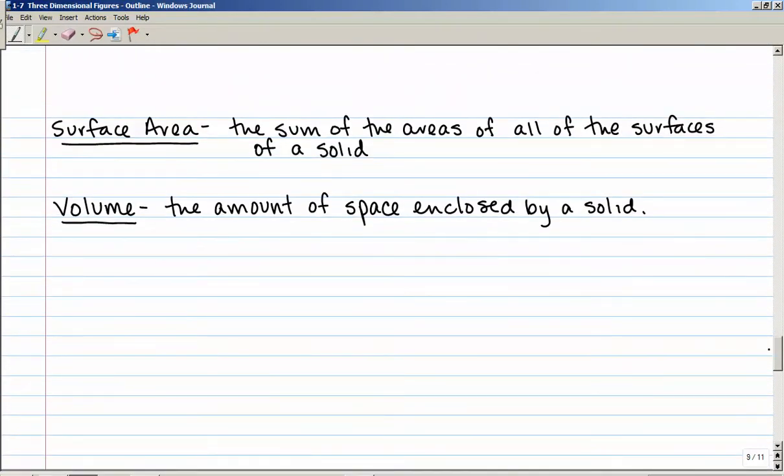We're talking about 3-dimensional figures. We don't talk about perimeter and area. We talk about surface area and volume. And surface area is the sum of the areas of all of the surfaces of a solid. So if we were to take the area of each flat surface of a solid, or even if it's a curved surface, the area of each of those surfaces and add them together, that would be your total surface area. And the volume is the amount of space that's enclosed by a solid. So surface area is going to be in units squared, volume is going to be in units cubed.